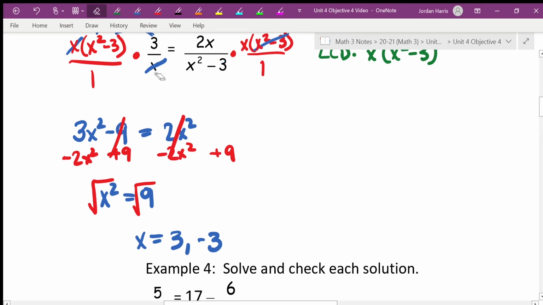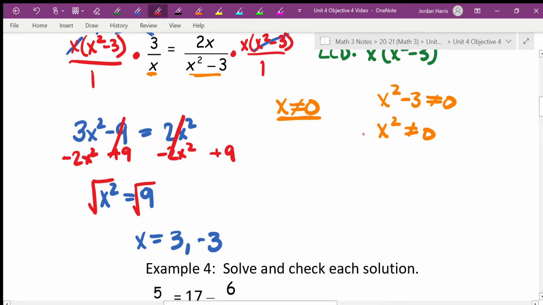So I go back to my original problem. I have my denominator here and here. So the first one is actually a really easy one. X cannot equal 0. That's my first excluded value. The other one, x squared minus 3 cannot equal 0. So that means x squared cannot equal 0.